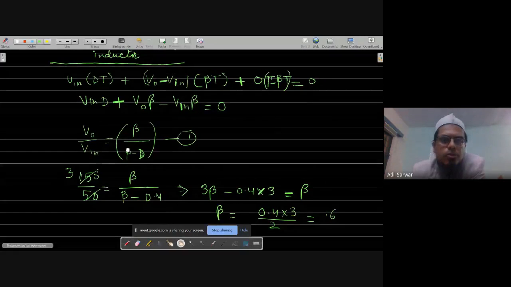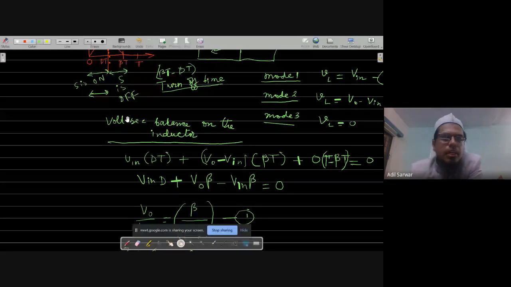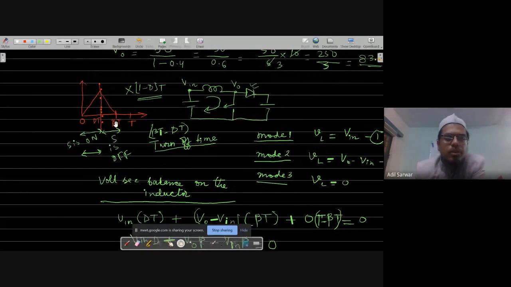Here you could see that this is beta, and it is coming out to be 0.6. So this was 0 to dt. So D was 0.4 and beta is 0.6. So what remains? So total is 0.6 from 0 to beta t. So remaining is 0.4 naturally.